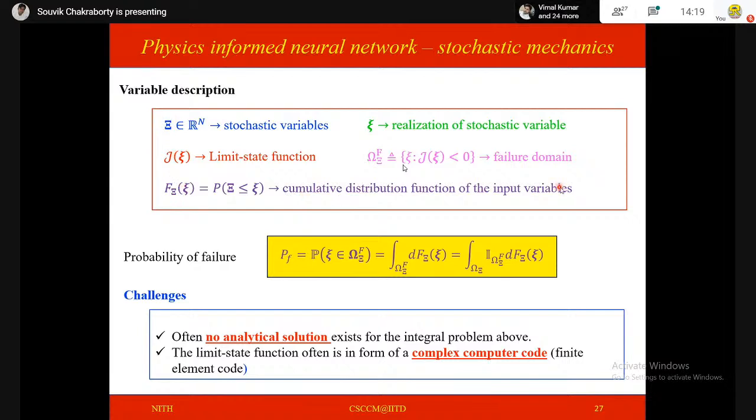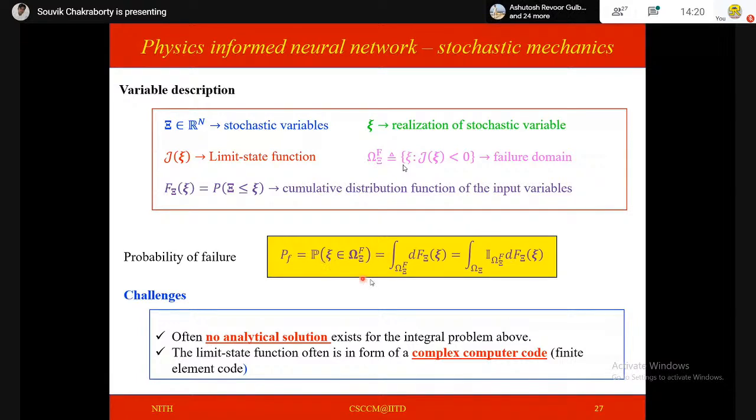Now using this notation, if I have to define the probability of failure, this is how we do it. So what is the probability that a sample from this stochastic variable Xi will be in the failure domain? That is what this is saying. So for example, suppose E is our random variable. What is the probability that for a certain E, my system will fail? Or my stress will exceed the threshold limit provided by the IS standard. So think of it like that.